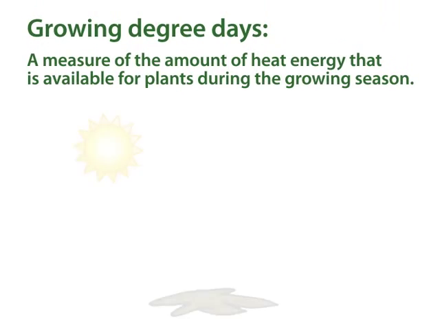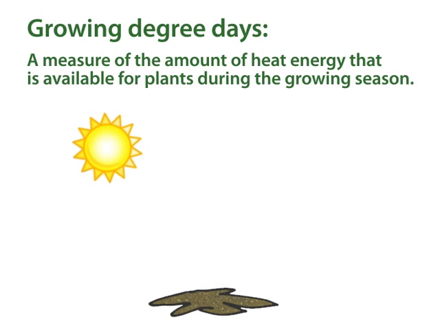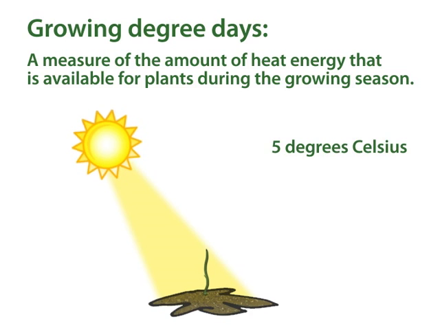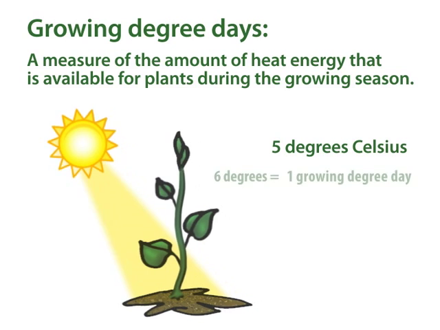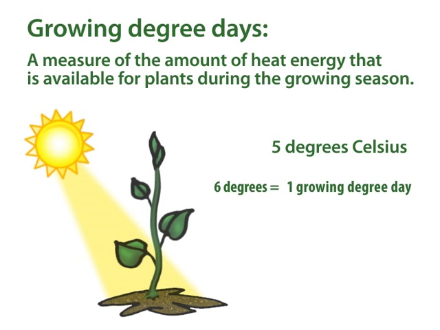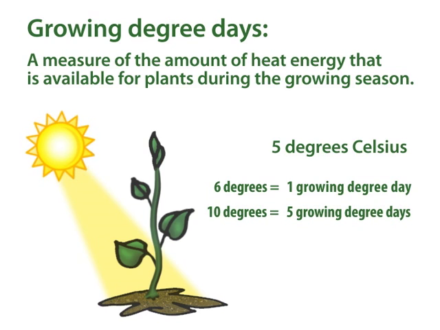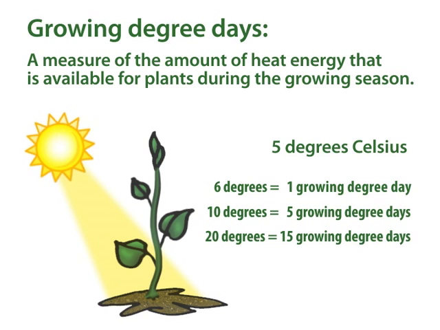Growing degree days are a measure of the amount of heat energy that is available for plants during the growing season. For example, for a plant that begins to grow once springtime temperatures reach 5 degrees Celsius, a 6-degree day will contribute 1 growing degree day. A 10 Celsius day will give 5, and a 20 Celsius day will offer 15 growing degree days.